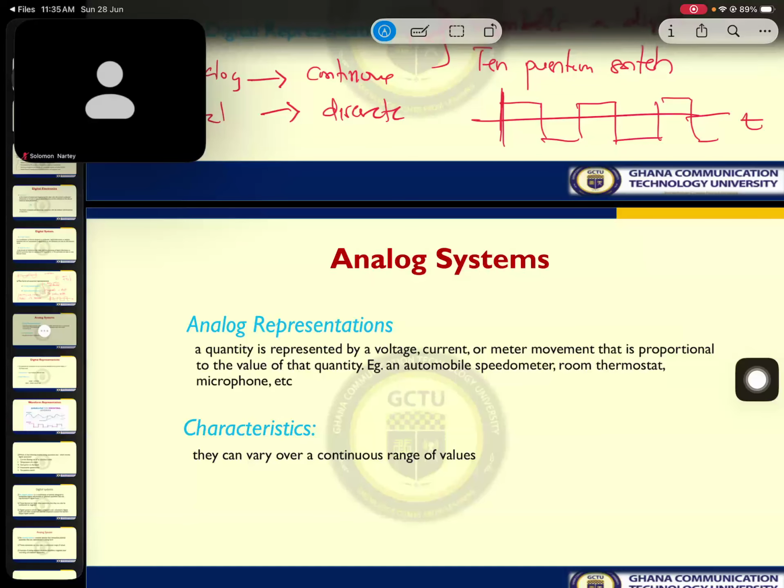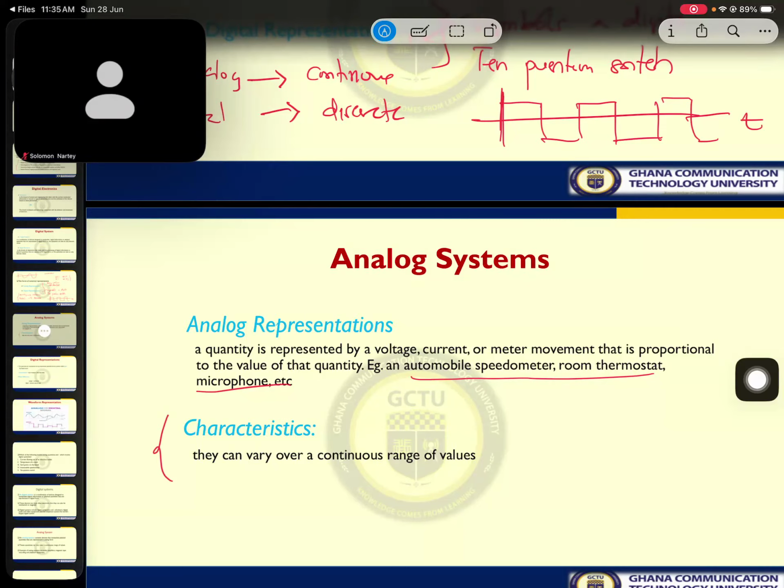We are saying that it's a quantity represented by voltage, current, or meter movement that is proportional to the value of that quantity. Examples we listed are the microphones, the automobile speedometer, the room thermostat, the room temperature, and all that. All these are analog systems. The characteristic is that they can vary over a continuous range of values.